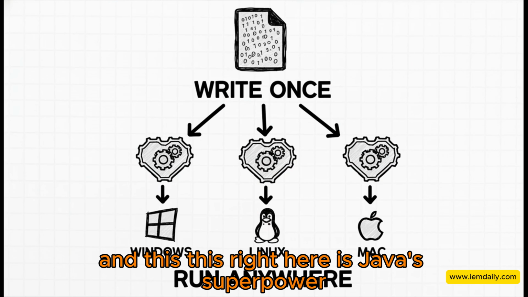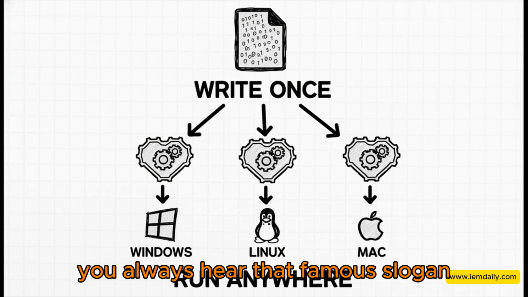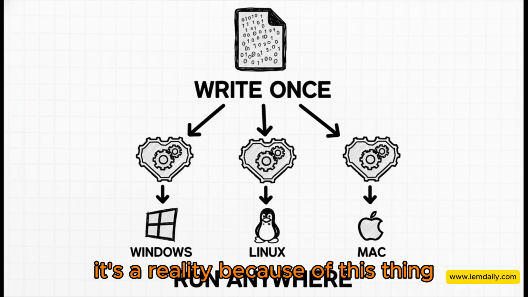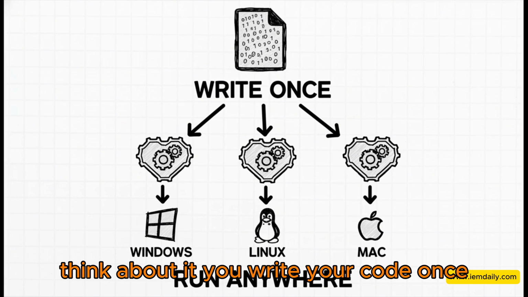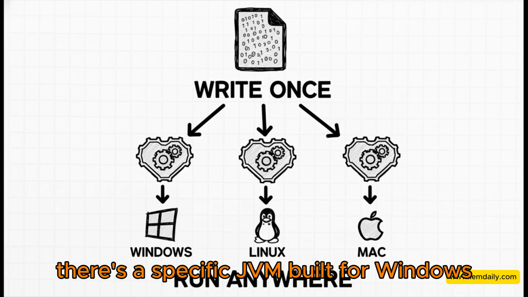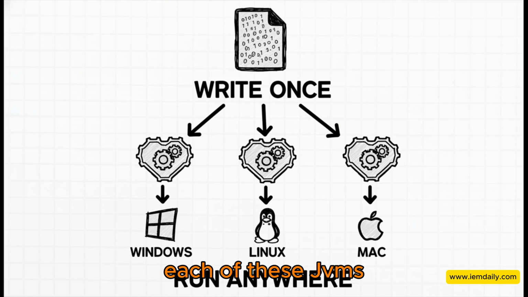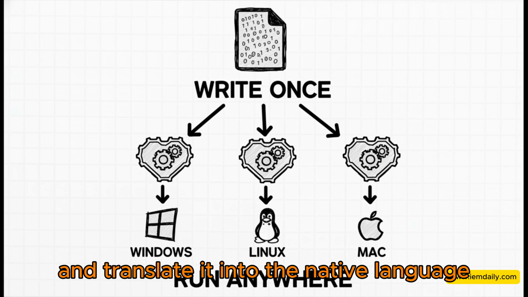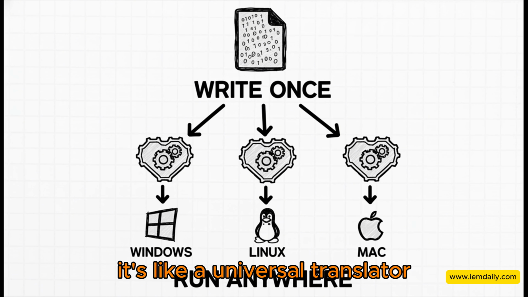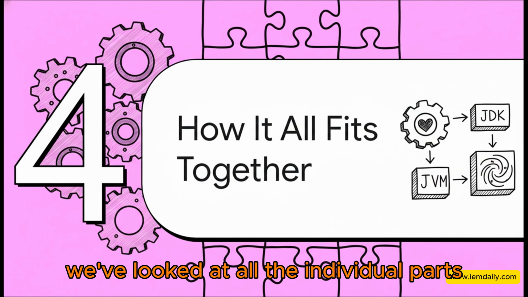And this right here is Java's superpower. The JVM is the reason you always hear that famous slogan, write once, run anywhere. It's not just marketing, it's a reality because of this thing. Think about it. You write your code once. The JDK compiles it into bytecode once. And then what? Well, there's a specific JVM built for Windows, a different one for Mac, and another one for Linux. Each of these JVMs knows how to take that exact same bytecode and translate it into the native language that its own operating system understands. It's like a universal translator, and it's what gives Java its incredible portability. Absolutely brilliant.